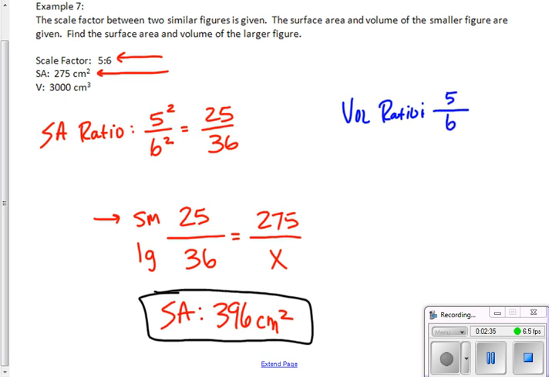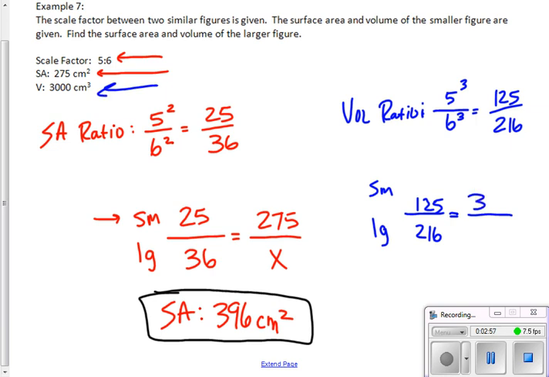Well, your volume ratio is going to be cubed, so I'm going to cube each of those, and we get 125 over 216. Small figure, large figure. 125 over 216 equals something, and remember the small volume is given, that is 3,000, so that's on the top. That we have listed, small is on top, large is on the bottom, large is unknown. Go ahead, cross multiply, divide. We figure out that the volume of the large figure is 5,184 centimeters cubed.